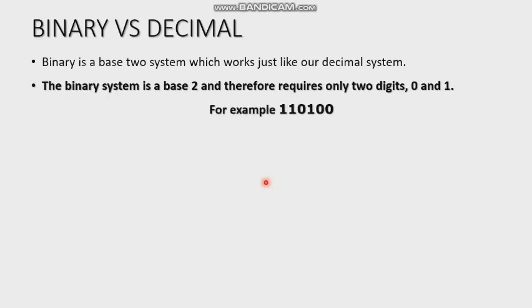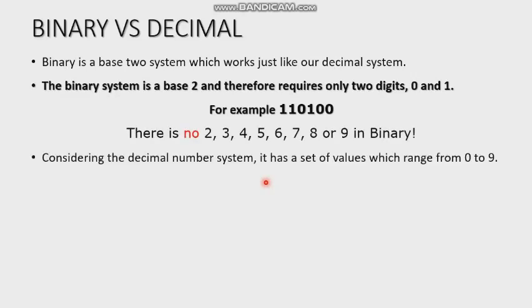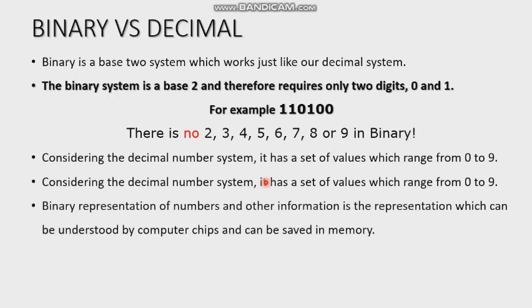For example, this number on the screen, can you guys see it? Yes, ma'am. Okay, so there is no 2, 3, 4, 5, 6, 7, 8 or 9 in binary. Considering the decimal number system, it only ranges from 0 to 9. So binary representation can only be understood by computer chips, as James said, and can be saved in memory.